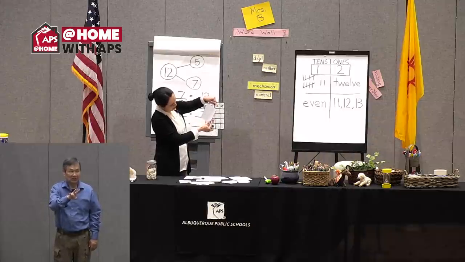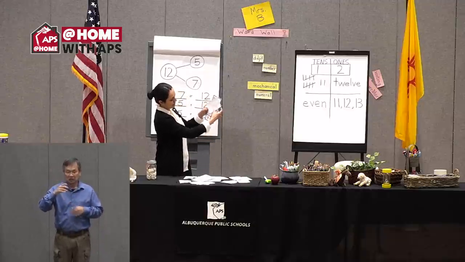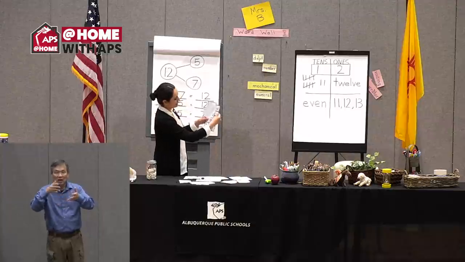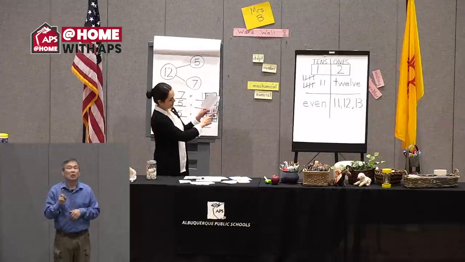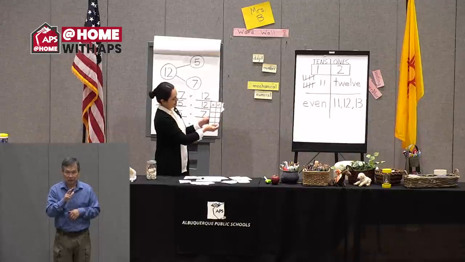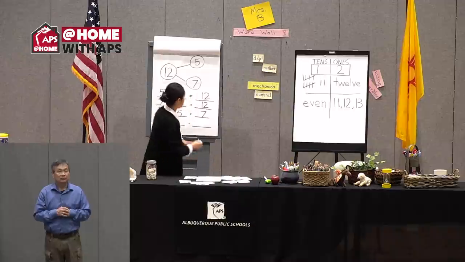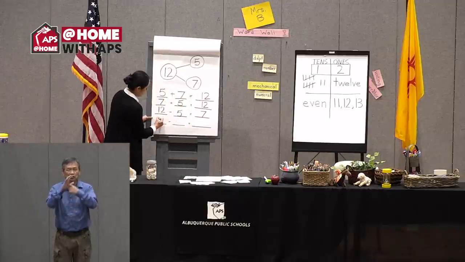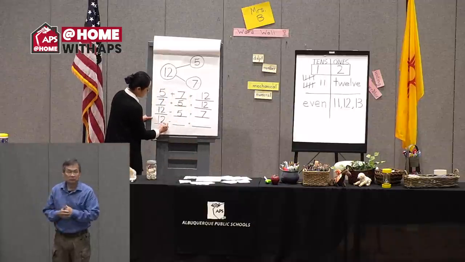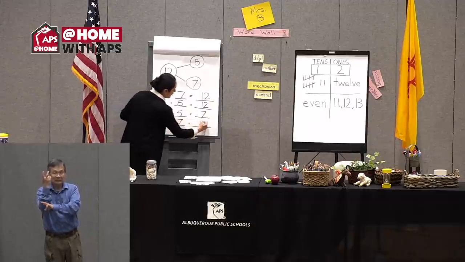1, 2, 3, 4, 5, 6, 7. Okay, let's see if I can count this. So all of these other stickers were taken away. What do I have left? 1, 2, 3, 4, 5. Let me write that on the board. When I have 12 stickers and I take away 7, I have 5.